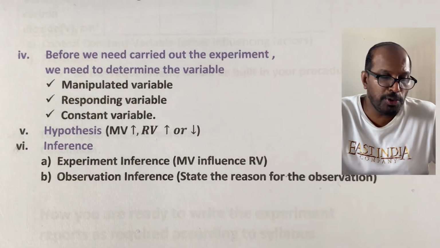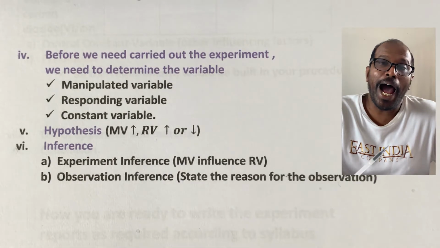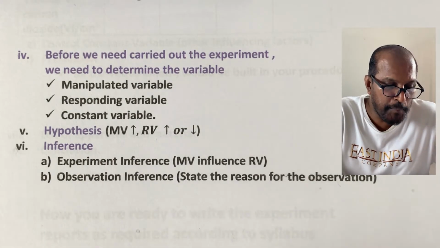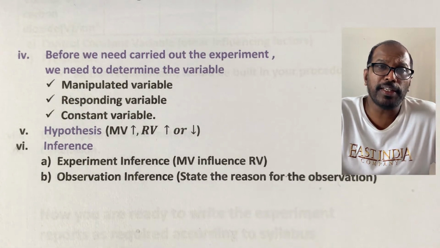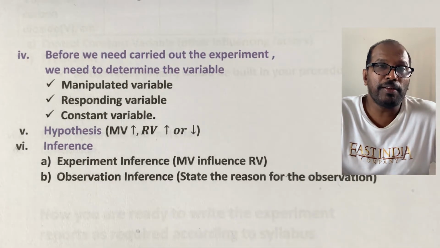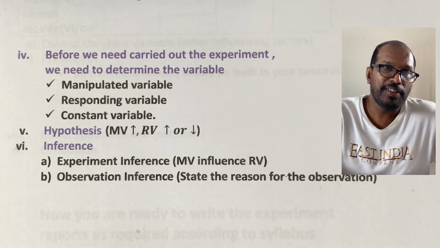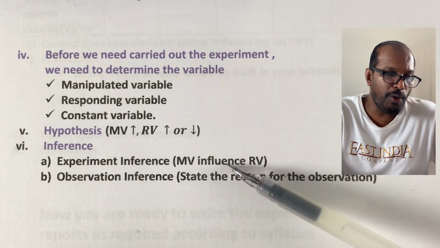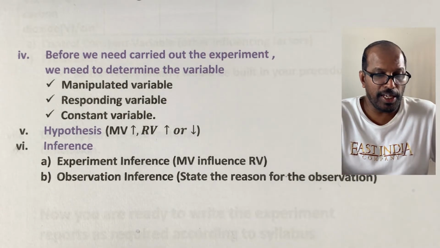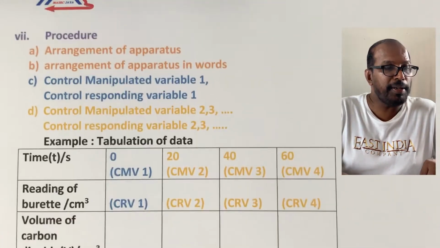If they want you to write an inference of the overall experiment, the entire experiment, then I call this an experiment inference. To write the experiment inference, we need to write that the manipulated variable influences the responding variable, or you can say that the responding variable is influenced by the manipulated variable. Either way you can say it, and this is the standard way of answering the question. Now we are going to the seventh point of writing the experiment, which is the procedure.